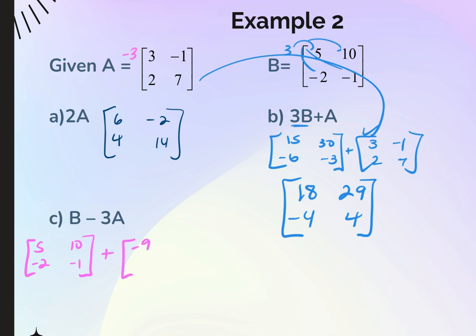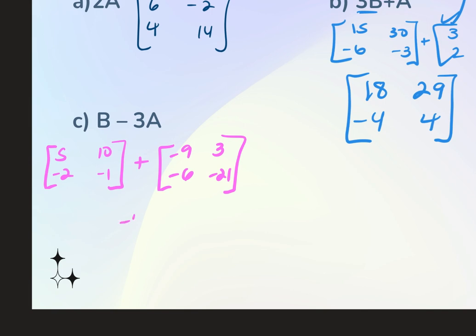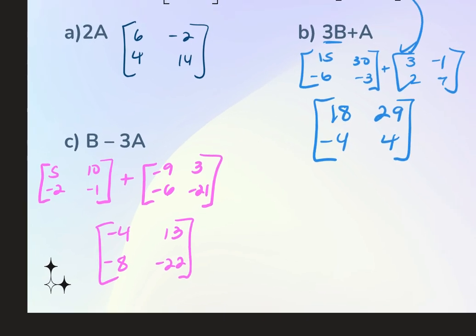I'm going to actually distribute in a -3 and change this to a plus. So this becomes -9, +3, -6, -21. And then we can add. So -4, 13, -8, and -22. So again, you could have done it either way. I could have distributed in the -3 like I did and then add them, or I could distribute in a +3 and subtract them. I would actually recommend distributing in the -3 because when you do minus negatives, that's where people make stupid mistakes in their head.